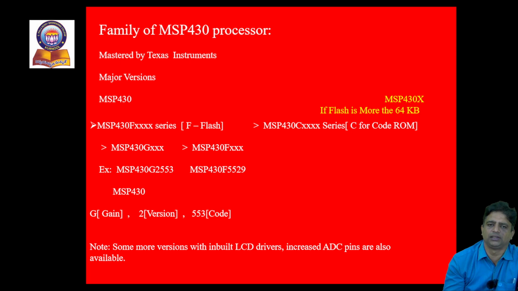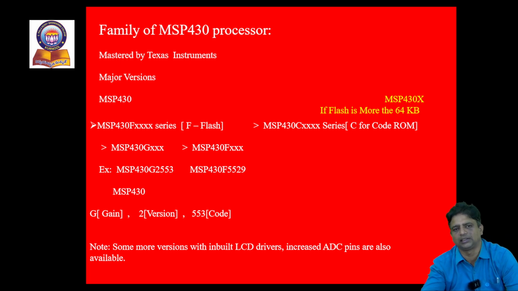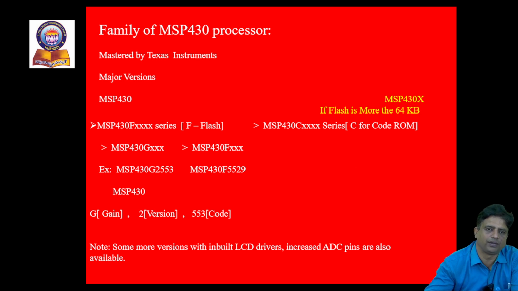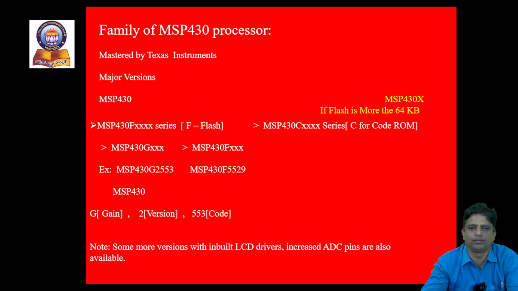One of the versions selected for the discussion stands as MSP430, the name of the controller. G stands for the version, 2 stands for the improvement in the version, then 553 is the code, or any sort of improvement could be provided. Like 552 could be an earlier version, 553 could be a later version, and maybe we have 555 also in the coming versions of MSP430.